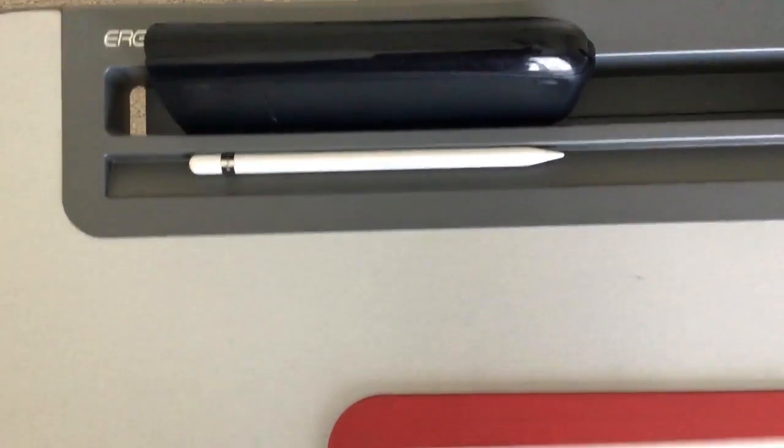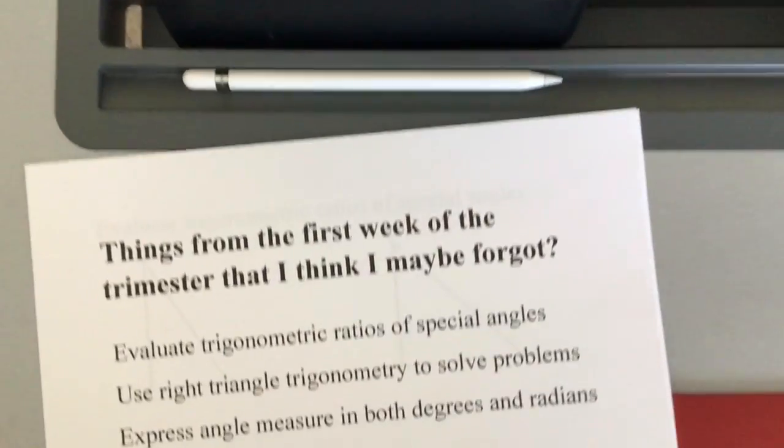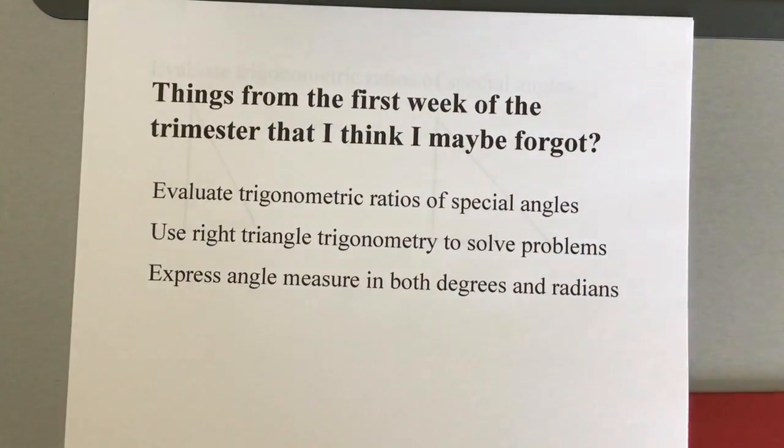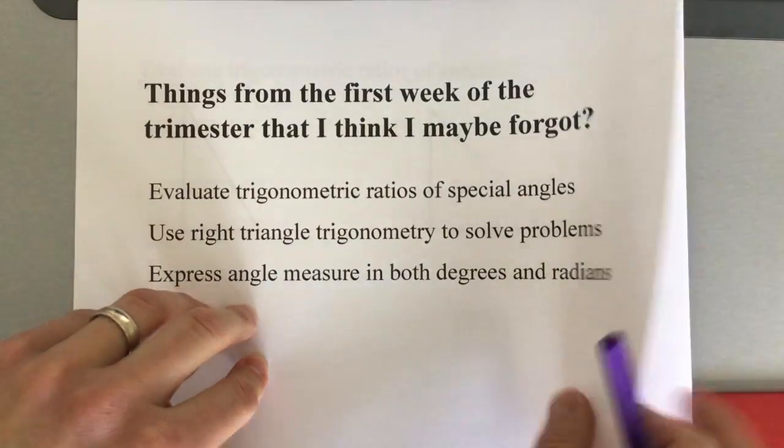So the things we're going to go over in this video are as follows. And this is not a comprehensive list. This is just sort of what I was thinking about when I was imagining you guys trying to go back and remember. So things from the first week of the trimester that I think I maybe forgot. We're going to talk about evaluating trigonometric ratios of special angles. Think your 30 degrees, your 45 degrees, your 60 degrees. We'll use right triangle trigonometry to solve a couple of problems. And then we'll make sure that we can express angles in both degrees and radians.